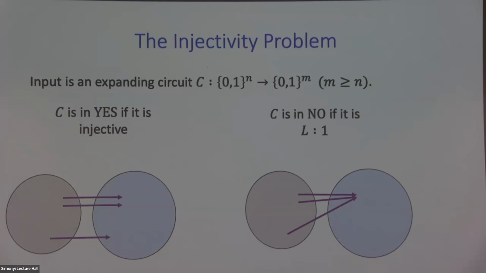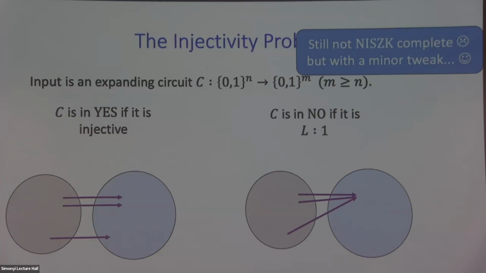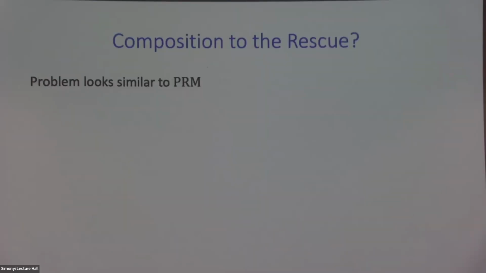So it turned out that this problem itself, I don't know how to show that it's NISDK complete, and it seems also unlikely. But if you allow also some errors here, then it is NISDK complete, and the errors are annoying, but you can deal with them. They're not too bad. Okay, so let's focus on the errorless case, like we have here. So we want to do a batch proof for the injectivity problem.